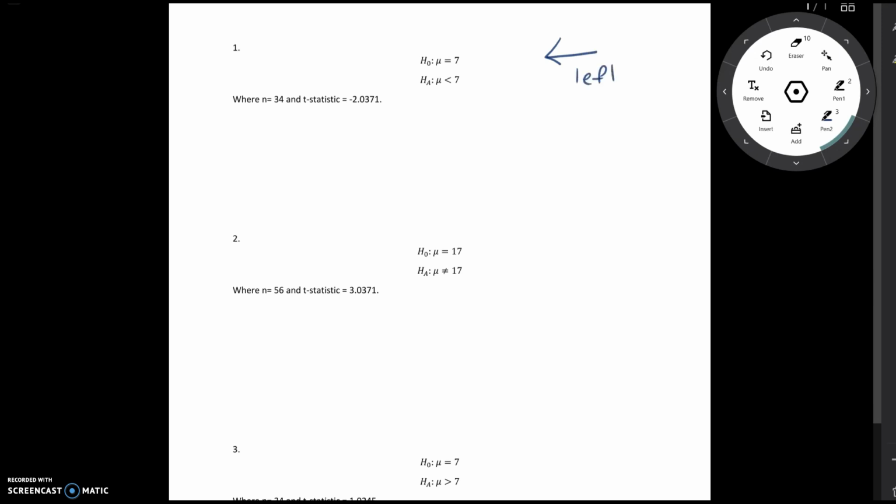All right, so in this first one, we have the hypotheses. Under the null, mu is equal to 7, and under the alternative, it's less than 7. Looking here, we've got the less than sign in the alternative. You can think of that as an arrow pointing to the left. So this is a left-tailed test.